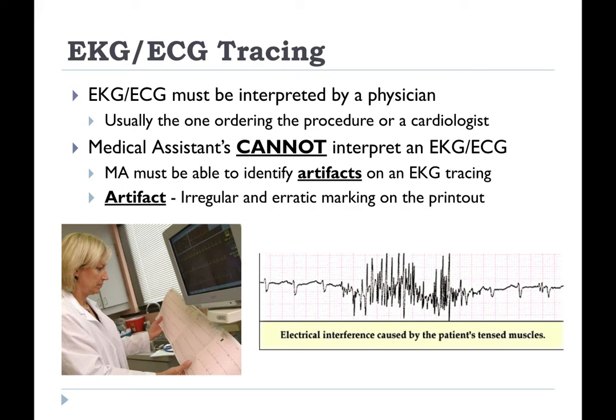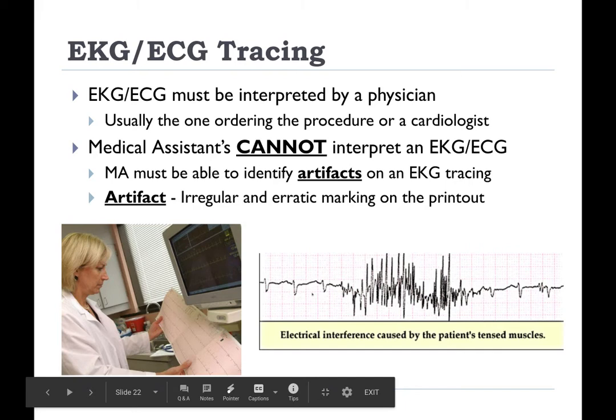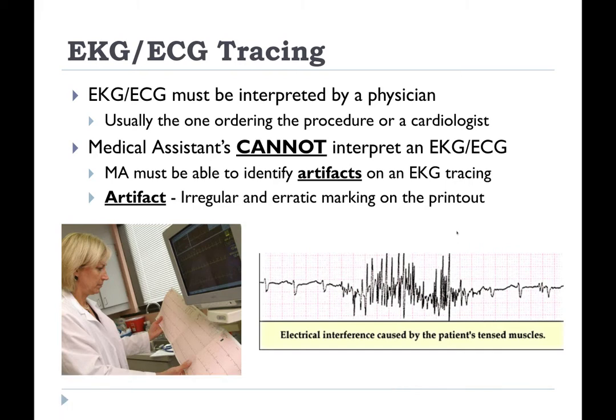But for our purposes, we're always going to be giving that result typically to a physician or a provider. Medical assistants cannot interpret an EKG, but we must be able to identify artifacts on the EKG tracing, which are irregular and erratic markings on the printout. This is an artifact right here. It's electrical interference caused by the patient's tensed muscles.